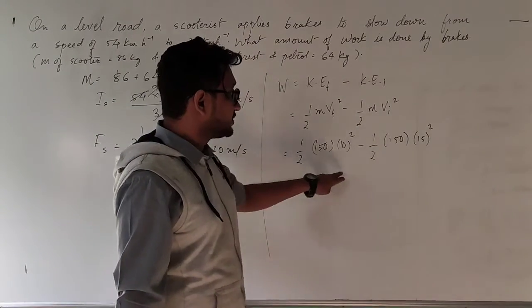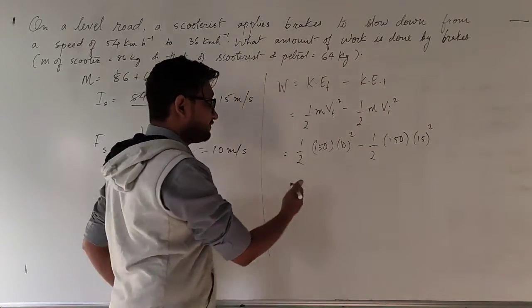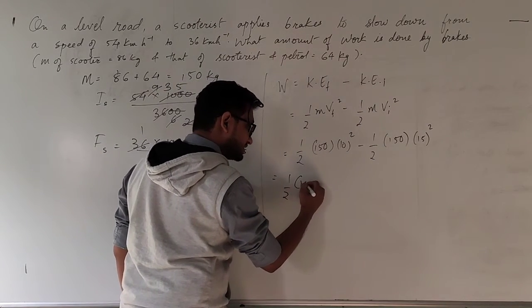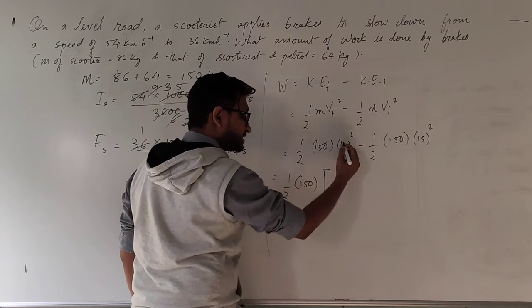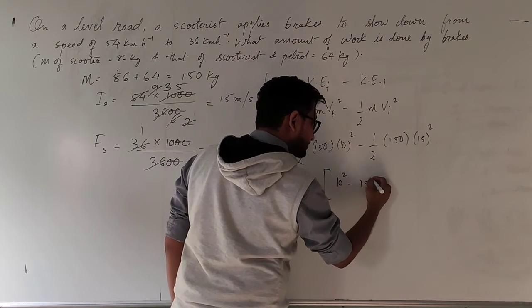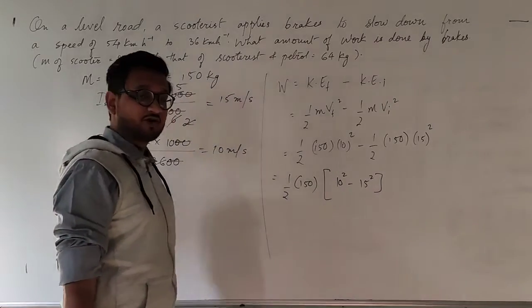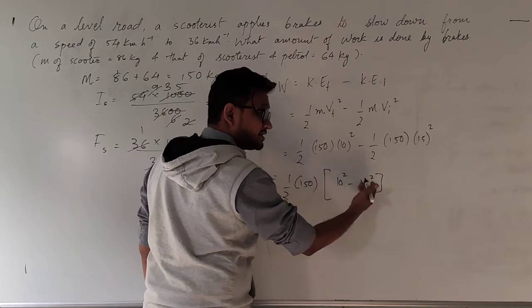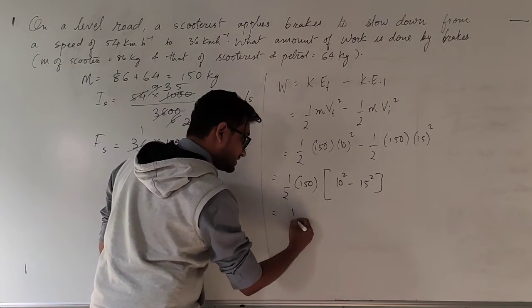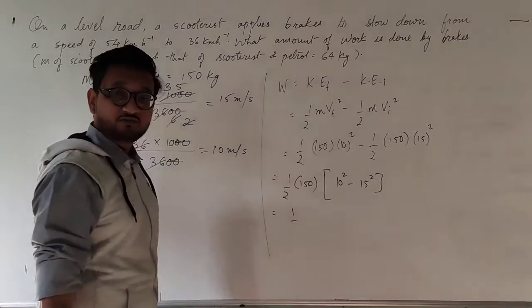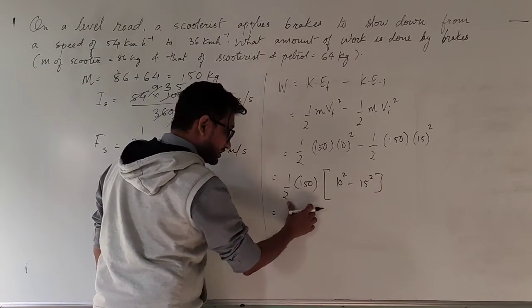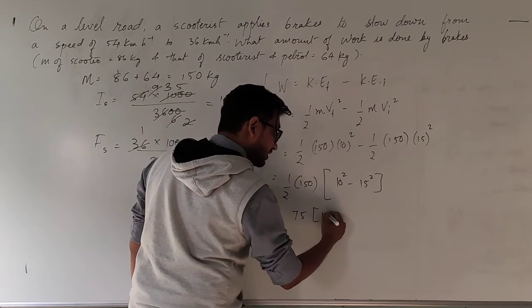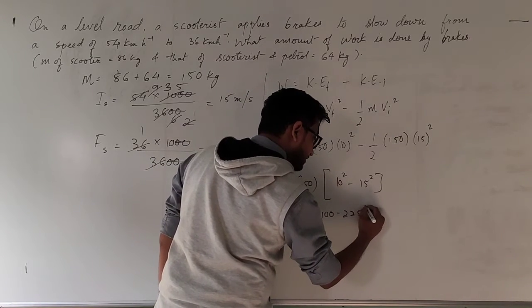Now in both the cases you can see that half and 150 are same in both the sides. So I can take half and 150 common as well. And in the brackets I can write 10 square minus 15 square. Very simple. So this will be 100 minus 225, and you can solve it as it is, and half and 15, that is 75. So I can write over here as 75 as well, and this will be 100 minus 225.